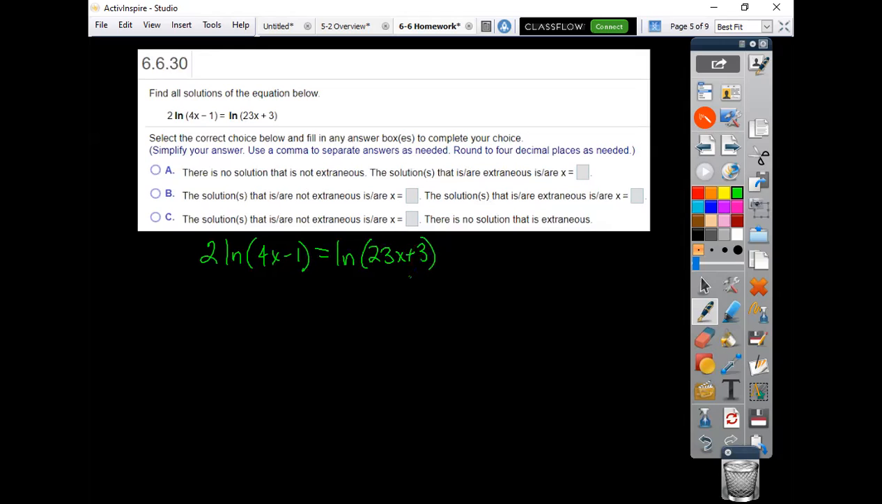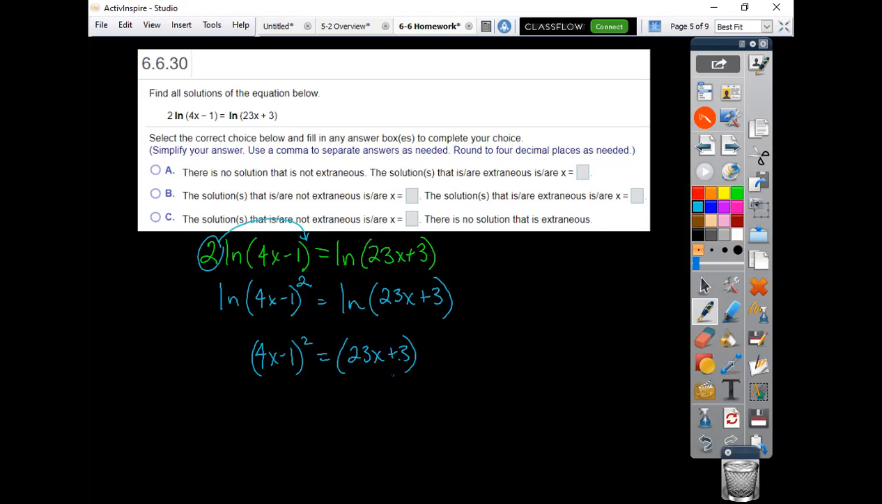23x plus 3. To work this problem, first of all, we're supposed to remember that when you have a coefficient out here, you can put it up here in the exponent. So it really is the same as the natural log of the 4x minus 1 squared equal to the natural log of the 23x plus 3. And then some places will explain it at this point as, if you've got a natural log of one thing and it equals the natural log of another thing, doesn't it make sense that those two things just have to equal? And that might be the easier way to approach this.